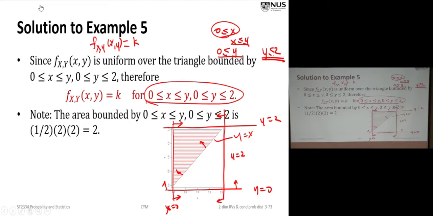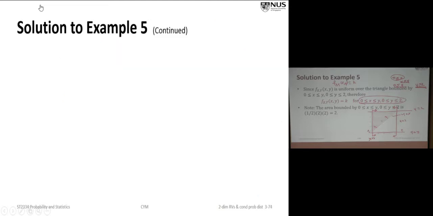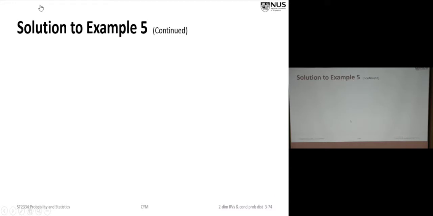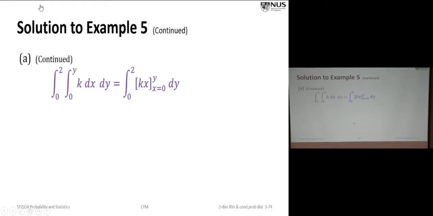Obviously the area of this triangle, the height is 2, the base is 2, so we multiply and get the area: 2 times 2 divided by 2, so the area is 2 for this triangle. So I have to integrate K.